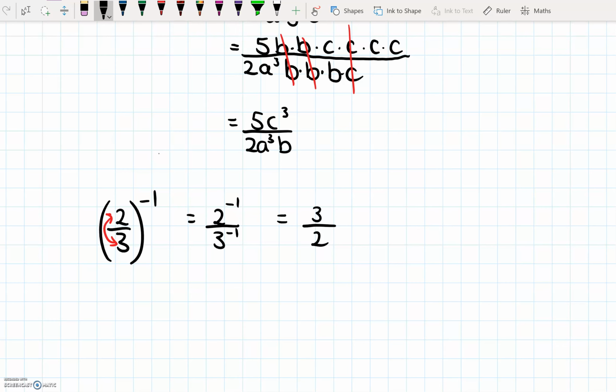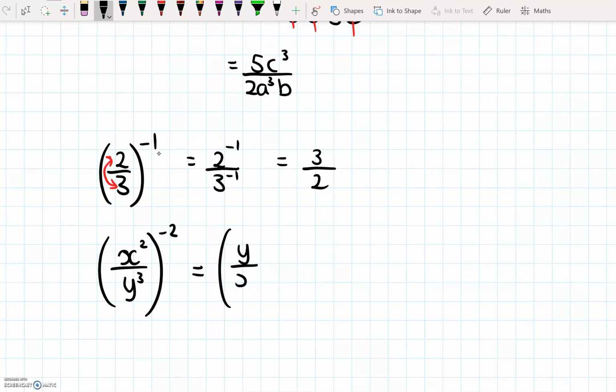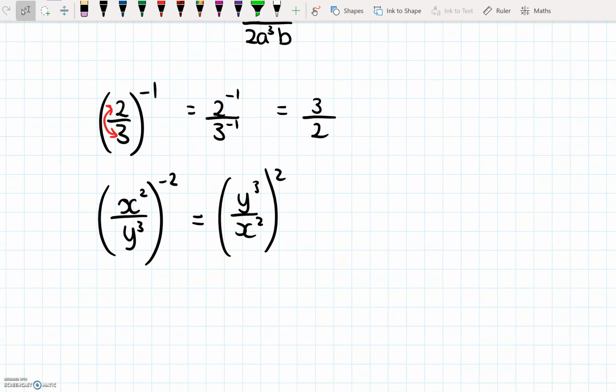So if you have a negative power, what you can actually do is just flip it and make the power positive if it's a fraction. So for example, if we have x squared over y cubed, and we have that raised to the power of -2, because it's a -2, we're going to flip it. So we're going to put y on the top and x on the bottom. So what was y cubed and x squared, and we're going to make that power now positive. So our power is now positive. We flipped our fraction, or our quotient.